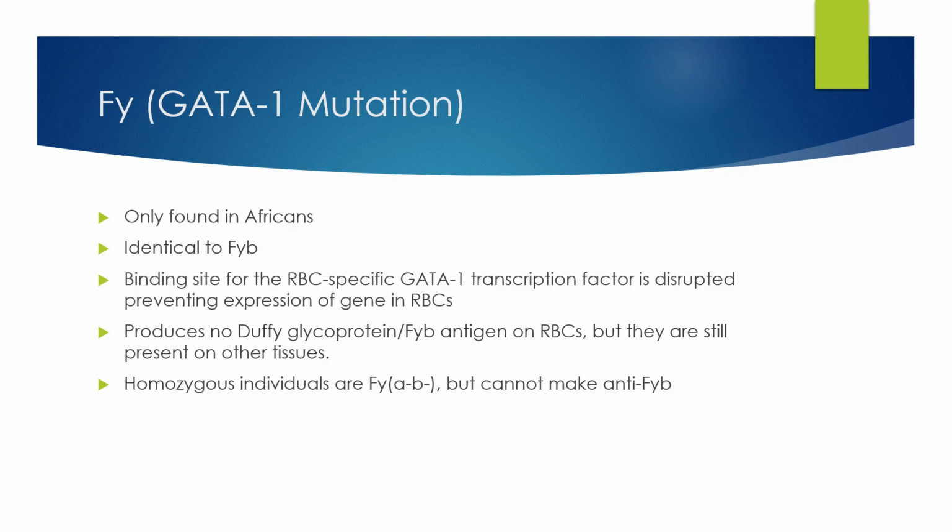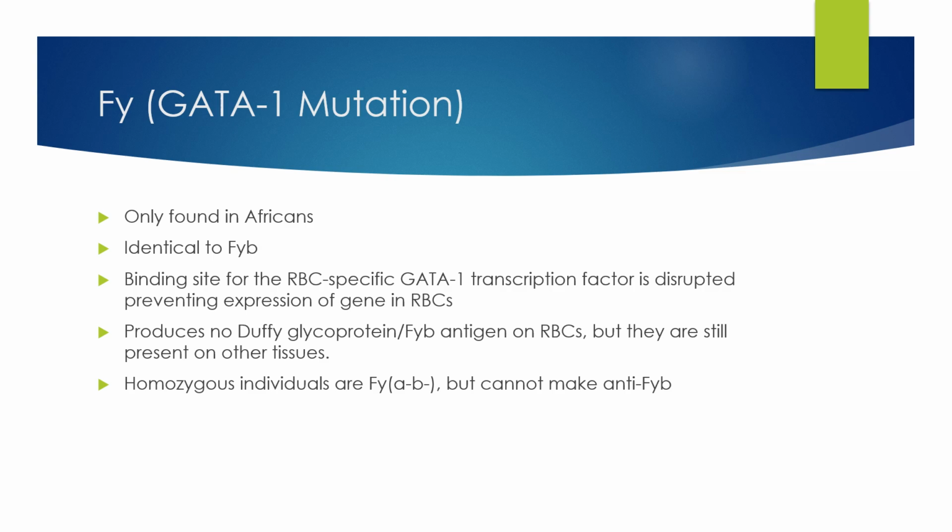The GATA1 mutation can only be found in Africans and African Americans, and is identical to the Duffy B allele. It is the result of a single nucleotide polymorphism in the GATA promoter region of the Duffy B allele. This causes the binding site for the red cell-specific GATA1 transcription factor to be disrupted, preventing expression of the gene on the red blood cells.